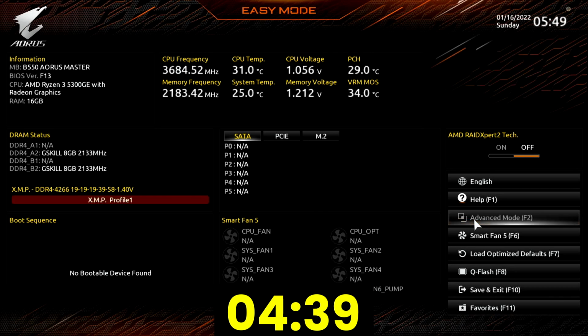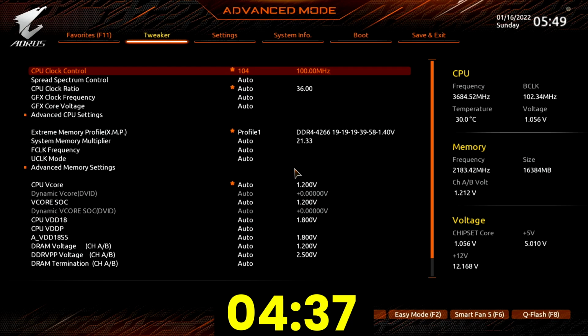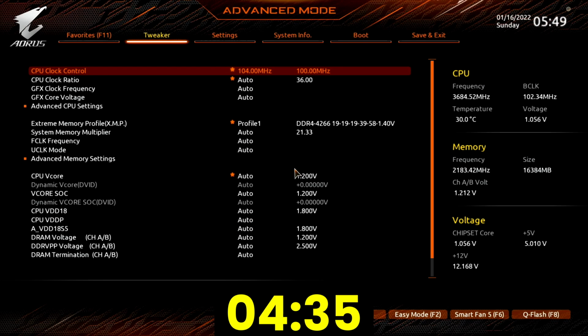Enter advanced mode. Set CPU clock control to 104. This changes the platform reference clock. In most overclocking scenarios, you never have to overclock the reference clock as there are plenty of multiplier ratios available to push your cores, graphics or memory to the max. However, when supercharging Precision Boost Overdrive, we exploit the fact that the Precision Boost algorithm is unaware of the reference clock to achieve even higher frequencies.